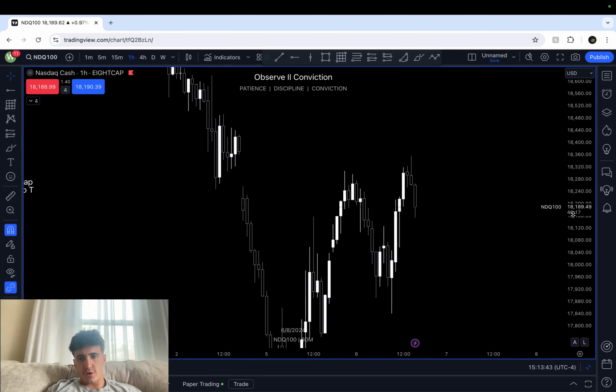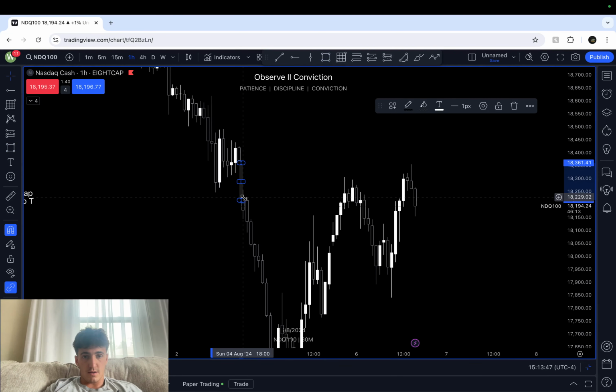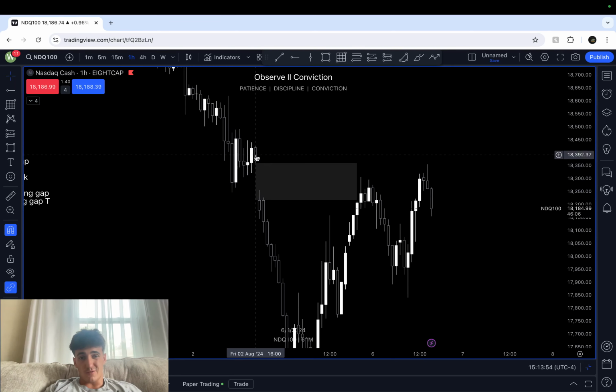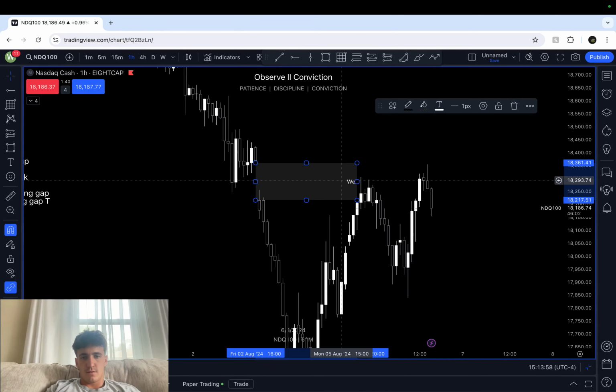Based off the trade we took today, the weekly opening gap was our higher time frame PD array. As you see right here, this is the weekly opening gap. Friday 16, Sunday 18. Market was closed all weekend. This is the gap we created, aka weekly opening gap.